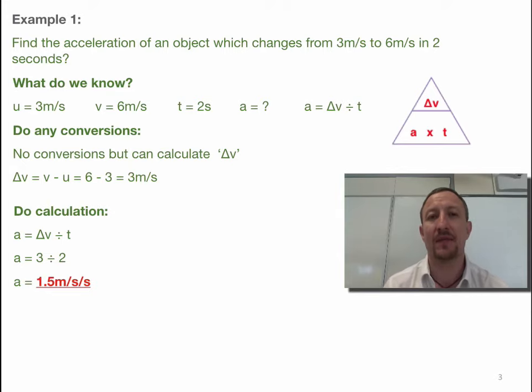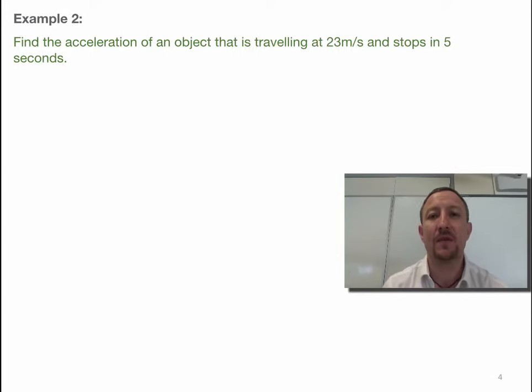Okay, let's have a look at another one. In this case, we're finding the acceleration of an object that is travelling at 23 meters per second and stops in 5 seconds. So let's write down what we know. Now, we've only got 2 numbers there, so alarm bells sort of go off in the back of your head, but the thing to understand is it states that it stops.